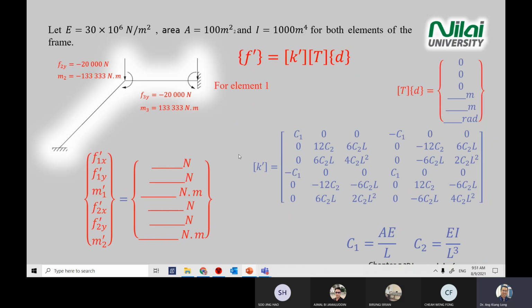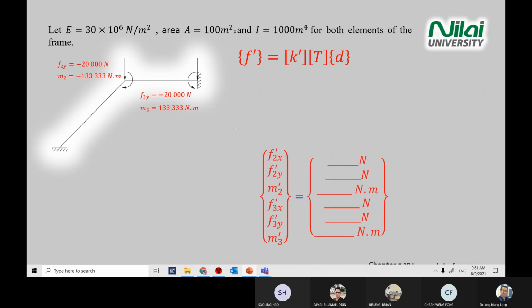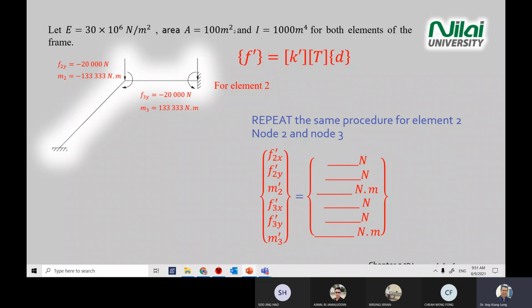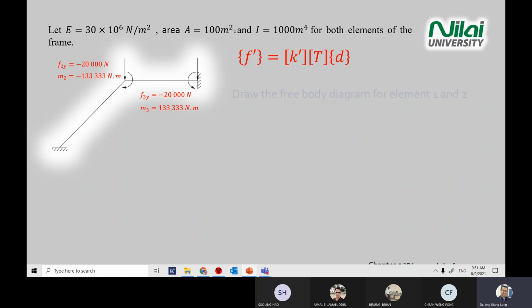After that, you repeat the same procedure for element 2. You calculate D, T, and K prime, then use the online calculation tools to find the force for element 2. Repeat the same. Again, element 2 connects point 2 and point 3. For point number 2, you have F2x, F2y, and M2. For point 3, you have F3x, F3y, and M3. Okay, you repeat the same.